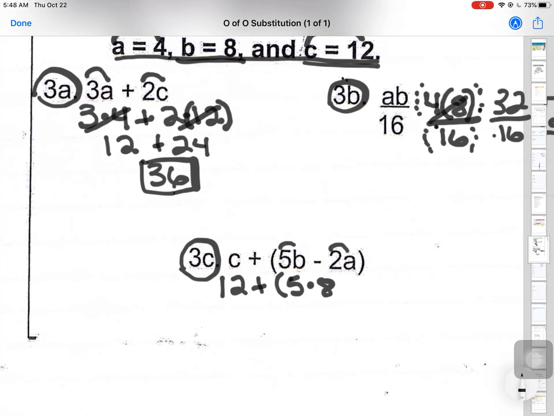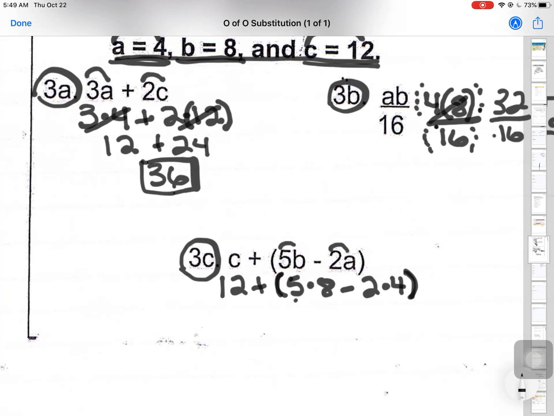Ooh, I'm going to put in my dots now. I've got so many parentheses. I don't want to get mixed up. Minus 2 times, and A is 4. I've got everything filled in, so I'm ready to go. Order of operations. Do I have grouping symbols? Yes, I do. I've got these parentheses, so it's telling me do what's inside the parentheses first.